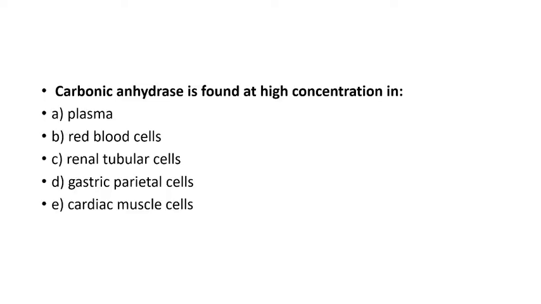So this is another example MCQ I think I found from a book or from a website. Carbonic anhydrase is found at high concentration in plasma, red blood cells, renal tubular cells, gastric parietal cells, and cardiac muscle cells. So no, not in plasma. We've sort of talked about that. It's found in red blood cells. It's found in renal tubular cells. It is found in gastric parietal cells, but for different reasons. It's not found in cardiac muscle cells, and we've said that it's also found in alveoli.